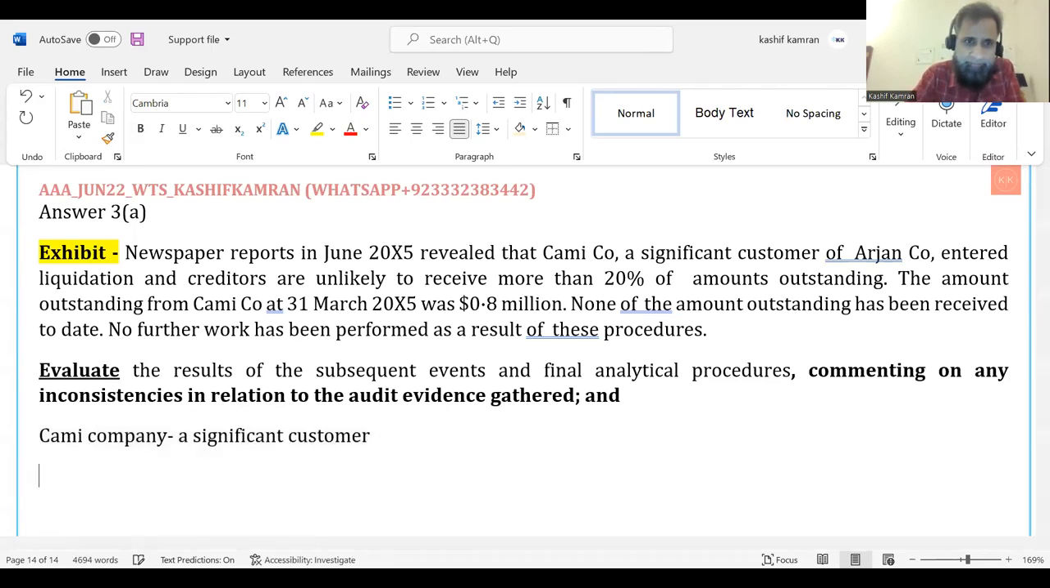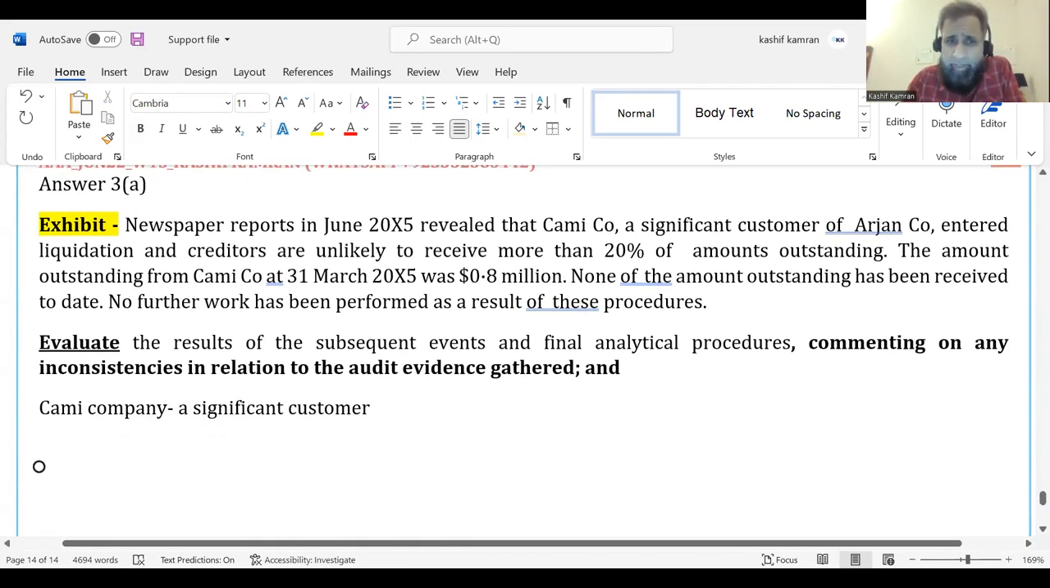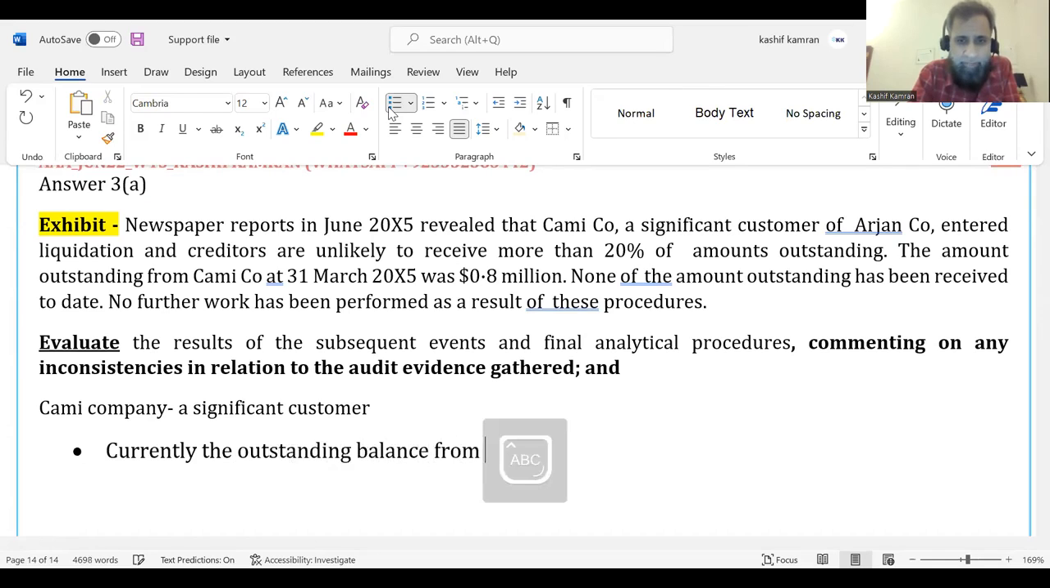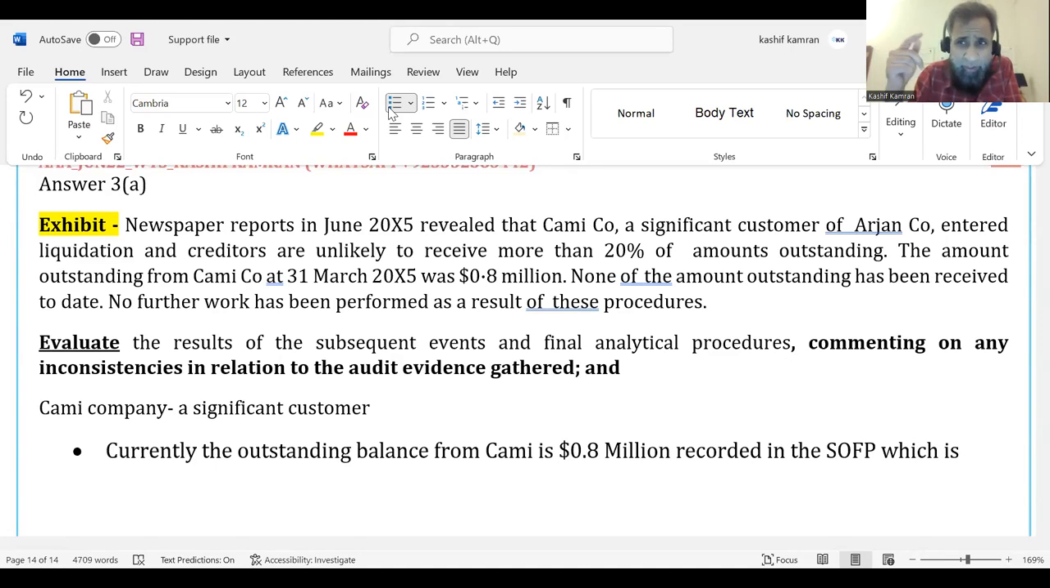Okay, number 1. Evaluate the results, right? Now, when I evaluate the results, the outstanding balance from Chemi company is $0.8 million, right? So currently, the outstanding balance from Chemi is $0.8 million recorded in the SOFP, which is how much percent of the total assets?